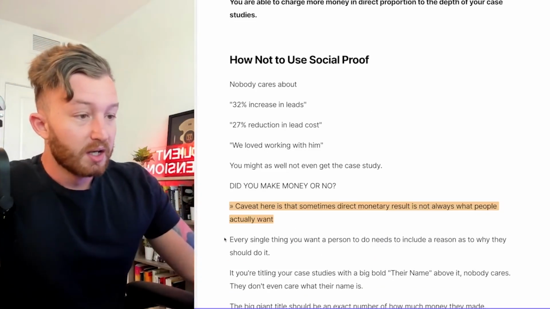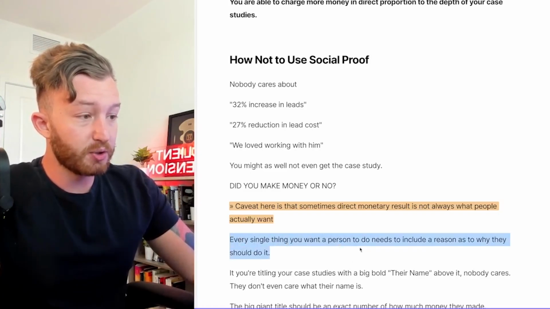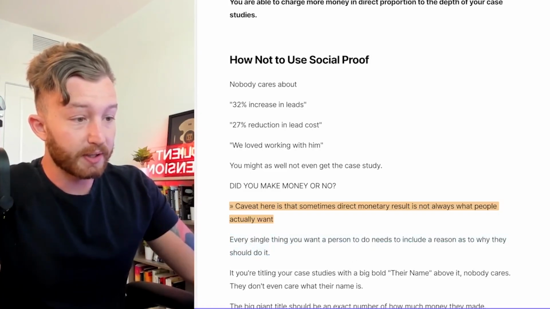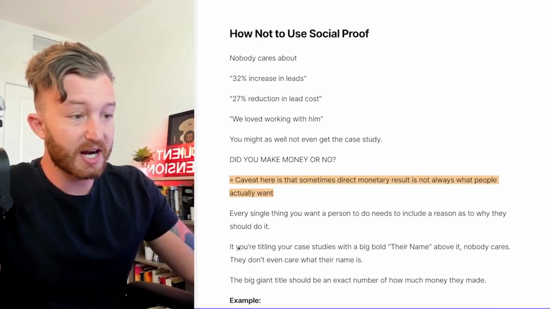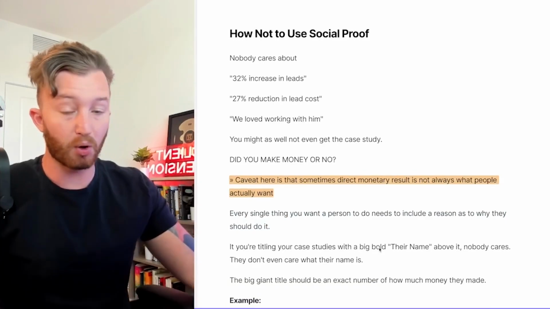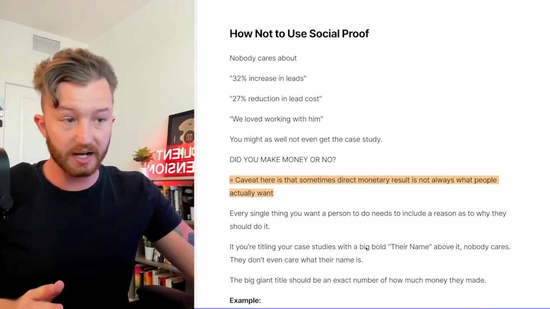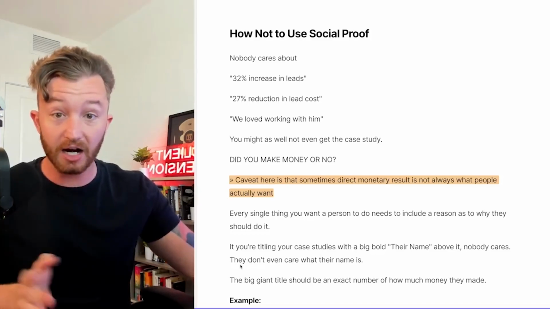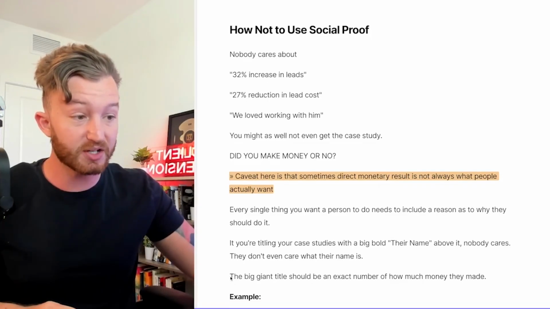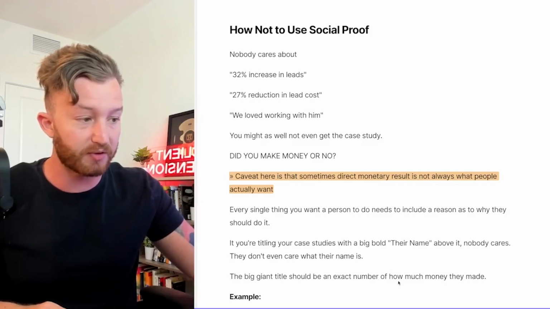So every single thing you want a person to do needs to include a reason as to why they should do it, right? So if you're titling your case studies with a big bold their name above it, nobody cares, right? They don't care what the person's name is. The big giant title should be an exact number of how much money they made.